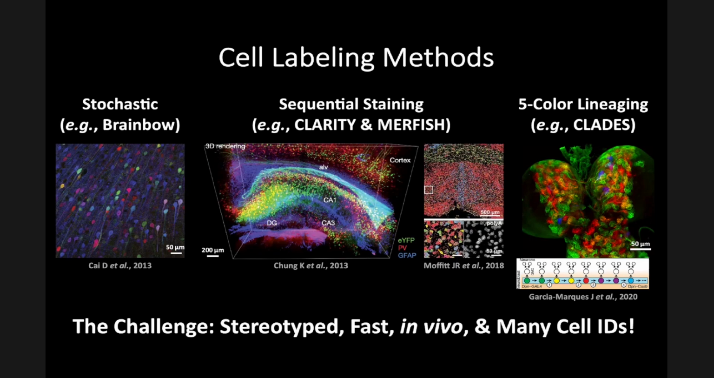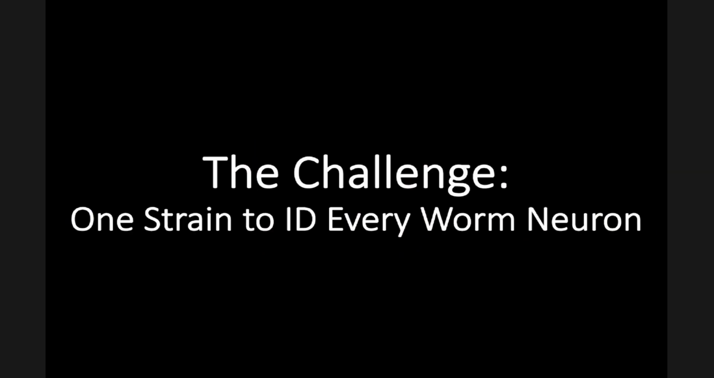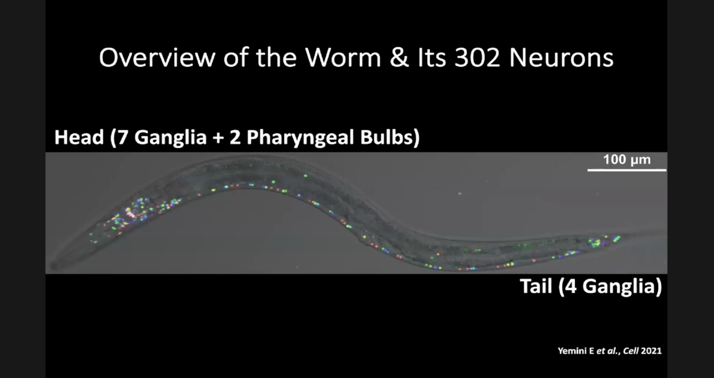And so the challenge I was facing was basically building a method of getting stereotyped coloring so that we could very quickly determine the different cell types that we're looking at in vivo, so in a living animal. And the challenge in particular for me, because I'm interested in the nervous system, and I'm interested in the entire nervous system, the systems biology of the nervous system, a holistic view of it, was to have one strain in which we could ID every single worm neuron.